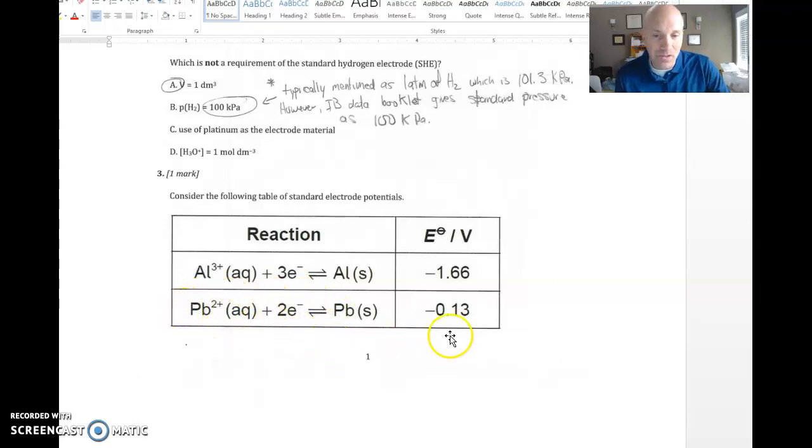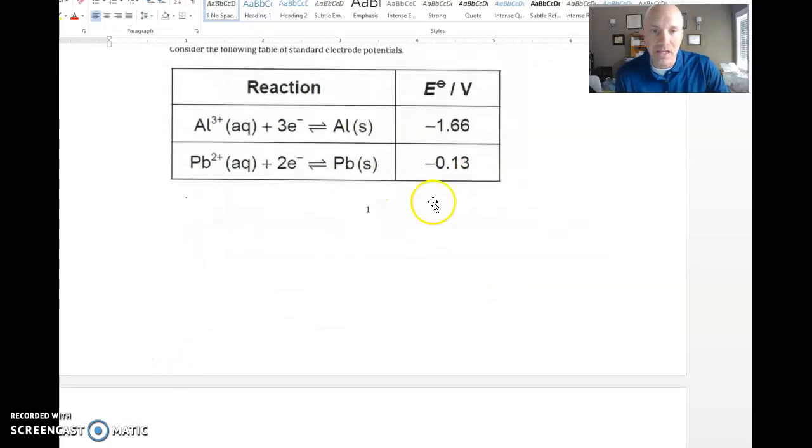So if you hooked up this half cell to a hydrogen half cell, yes, it would be negative, because a negative number is negative compared to 0. But if you hooked up this half cell to this half cell, by comparison, this is the more positive one.